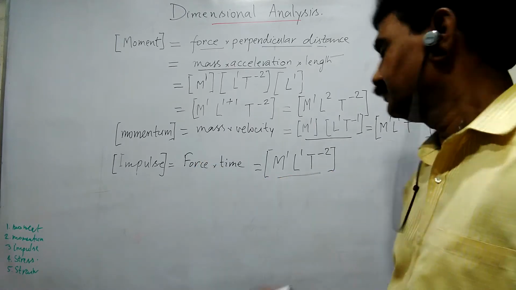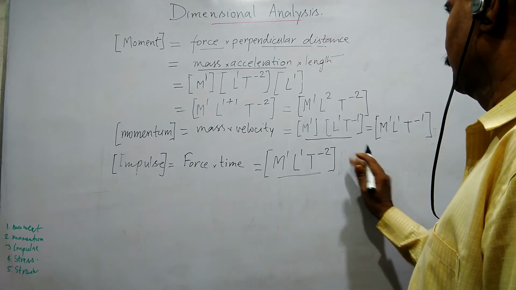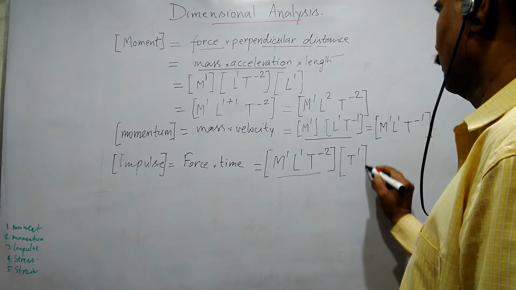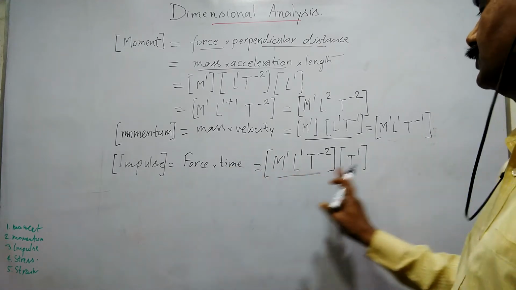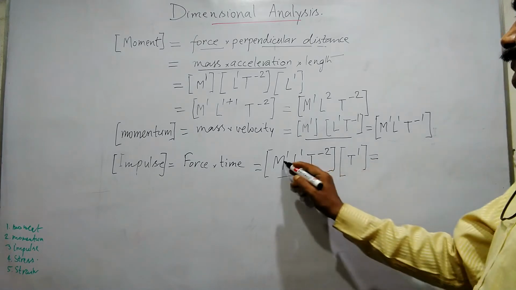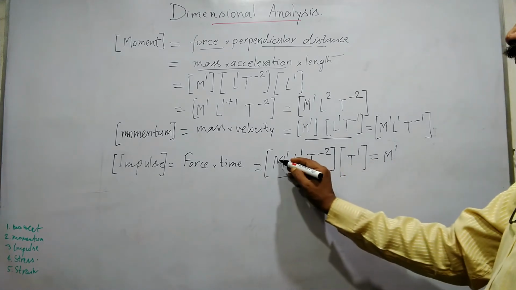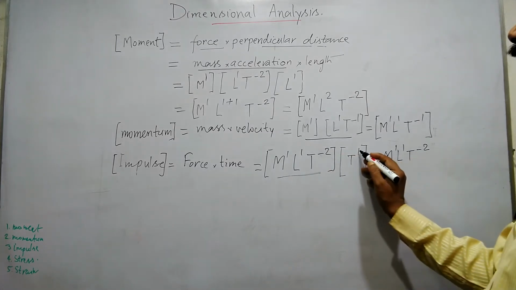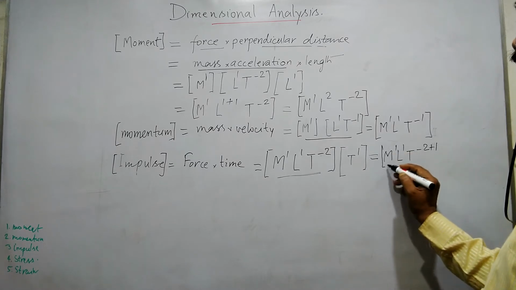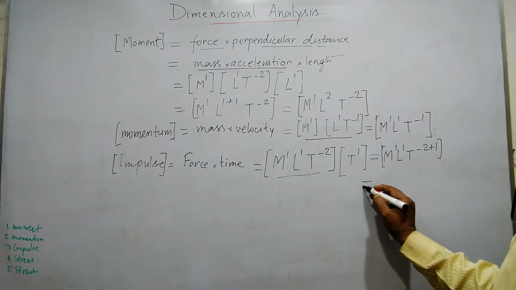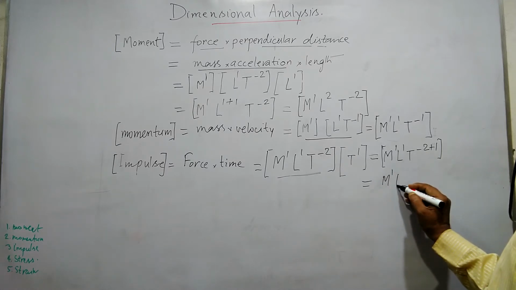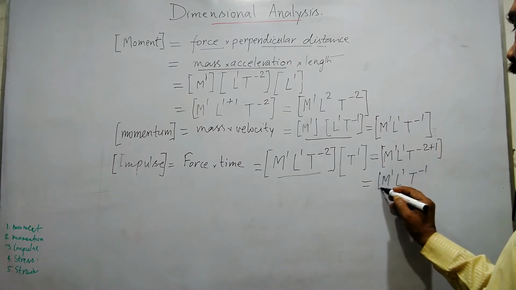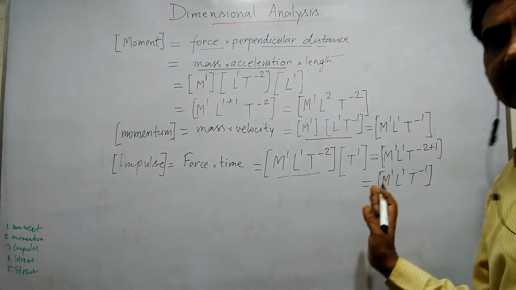And the dimension of time is what? T to the power 1. Obviously it is only time, so the power of T is 1. Now combine it: M to the power 1, L to the power 1, T to the power minus 2 plus 1, that is minus 1. Okay, are you getting it? Is it understood?